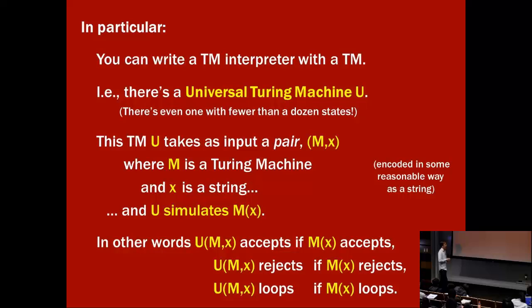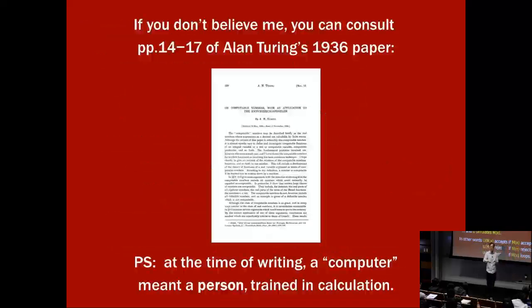input a pair, M, the description of some other Turing machine, and X, the real input string, and U simulates M of X. In other words, U of M of X is just going to simulate exactly what M would do on X. In particular, it'll accept if M of X accepts, it'll reject if M of X rejects, and it'll loop if M of X loops. So if M of X gets into an infinite loop, then U of M of X will just keep simulating it.